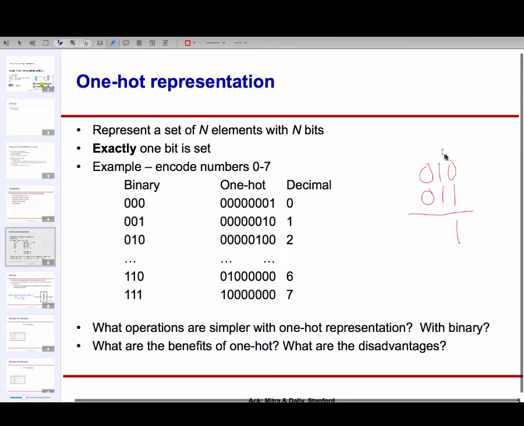There is a carry of 0 out here. So 0 plus 1 is 1. I have a 0 out here, and I have a carry of 1. And then 1 plus 0 is 1, so 1, 0, 1, and that's 5.